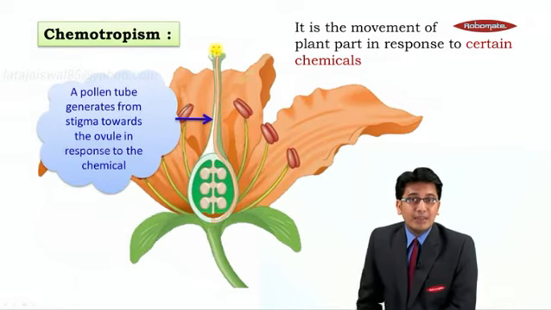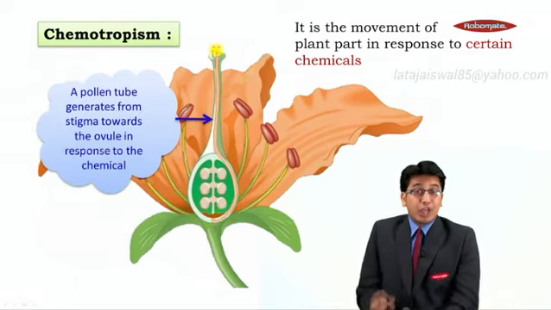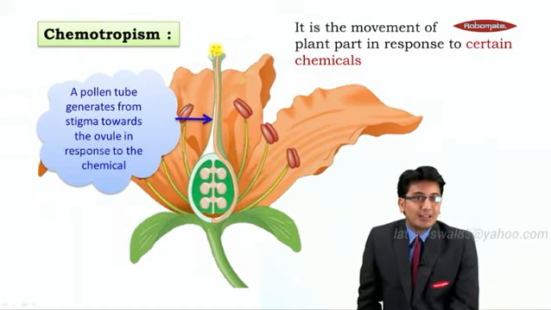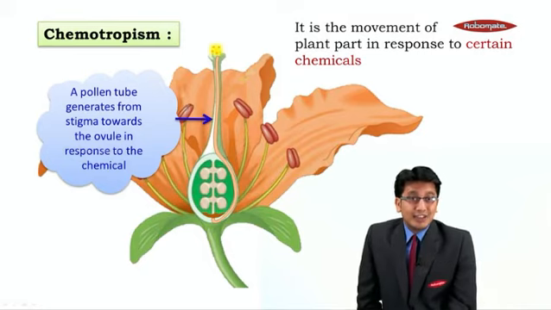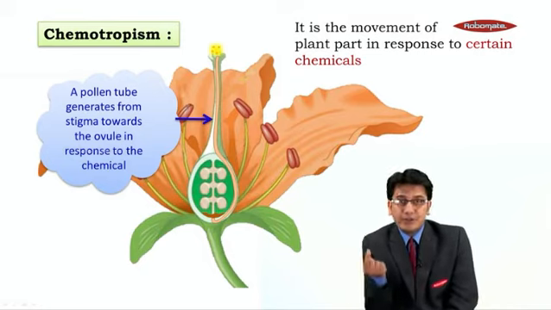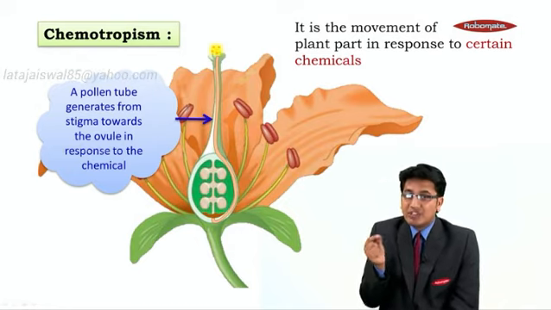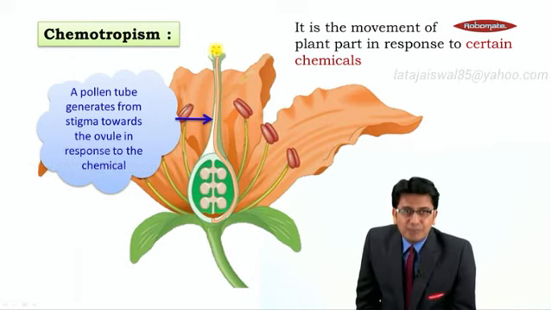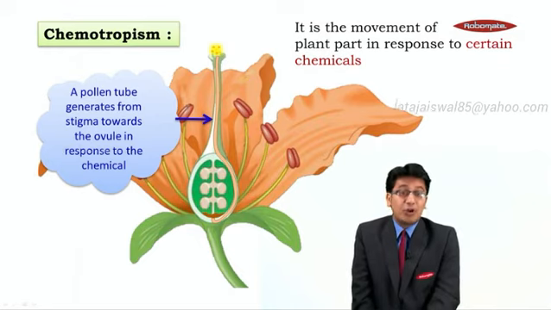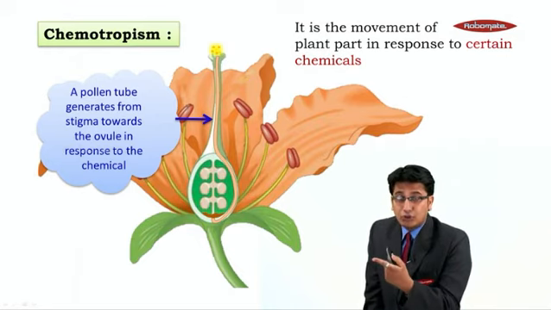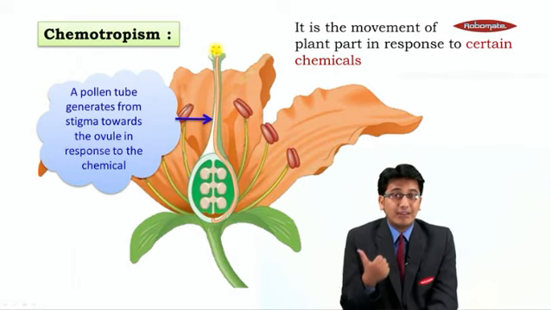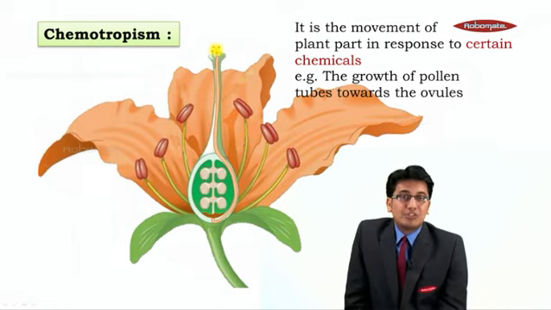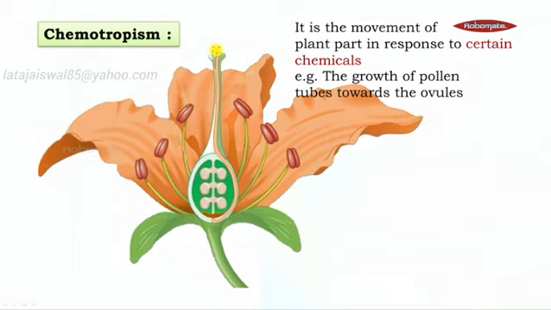And as soon as the chemical is secreted, a pollen tube generates from the stigma towards the ovule in response to the chemical. So now I think you can understand. There is a growth of a pollen tube in response to the chemical which is secreted by the ovule in response to the pollen grain. Very beautiful example of chemotropism, because here we can clearly see the growth because of a chemical which is secreted by the ovule. Best example of chemotropism is this, because there is a growth of pollen tube towards the ovules.